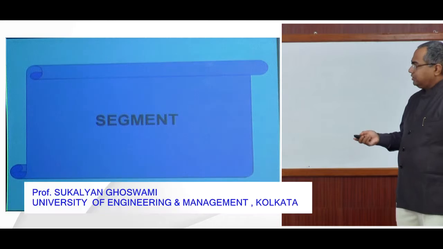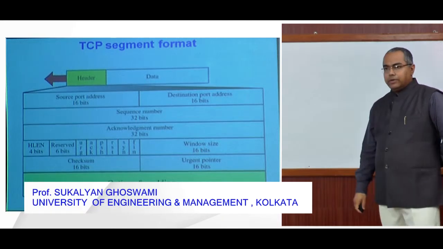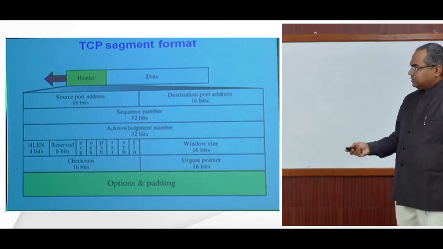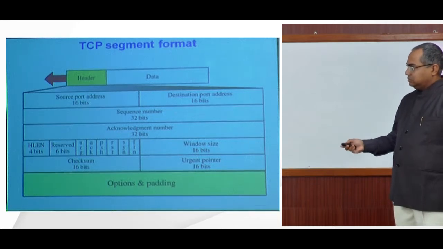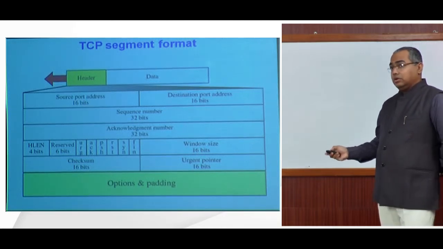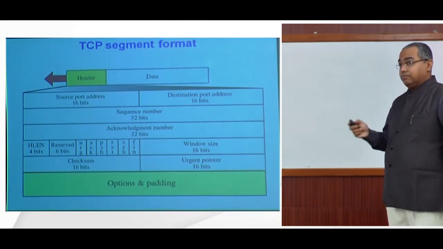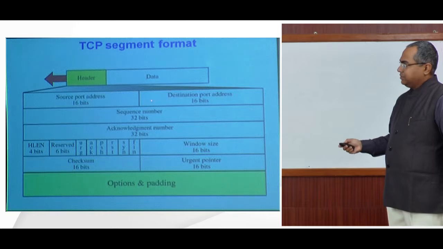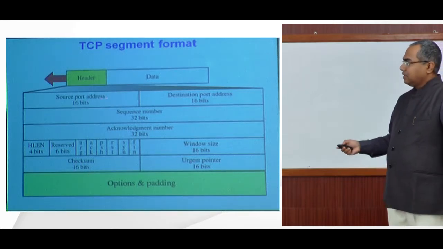Next, we start off with the TCP segment format. The TCP header, as we can see here, has been depicted in a nice diagram. Let us count or check the number of bytes of the TCP header. Source port address is of 2 bytes. Destination port address is of 2 bytes. Sequence number and acknowledgement number, each of them, are of 4 byte size.